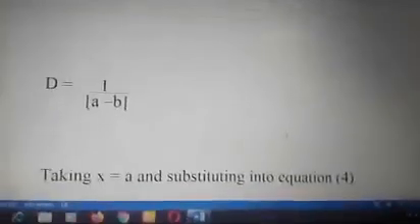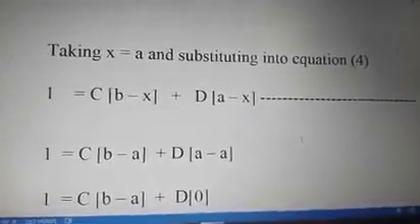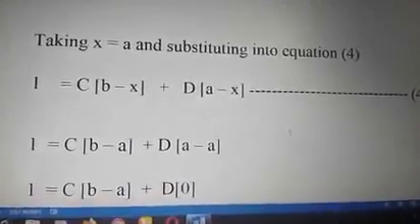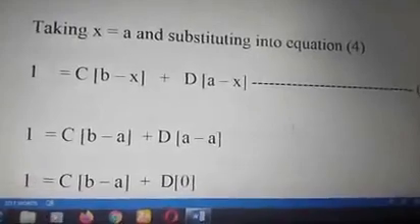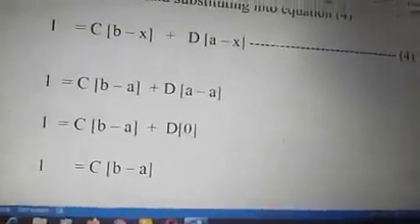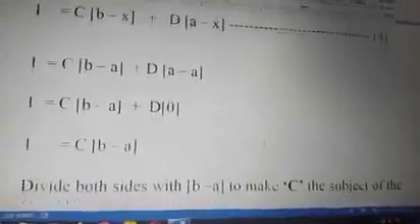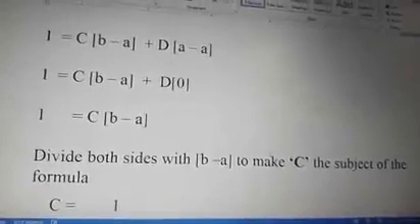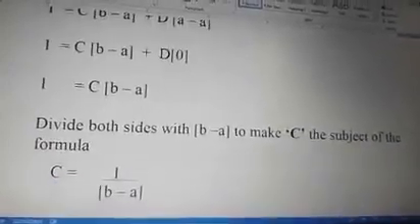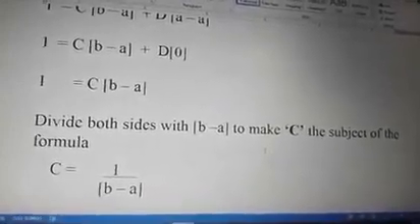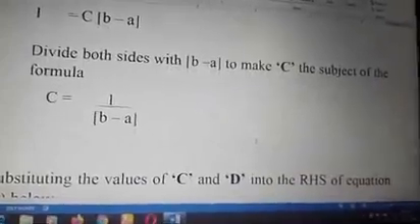We now go back to equation 4. 1 equal to C into B minus S plus D into A minus S. So now we make S to be equal to A. Previously we made S to be equal to B, but now we make S to be equal to A. So that gives us 1 equal to C into B minus A plus D into A minus A, replacing S now with A. D into A minus A is 0, so D times 0 gives us 0. We're now left with 1 equal to C into B minus A. Divide both sides by B minus A to make C the subject. C now becomes 1 all over B minus A.